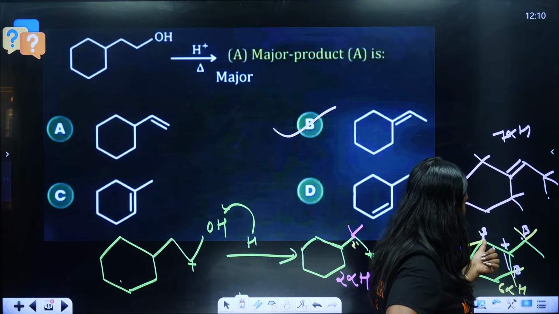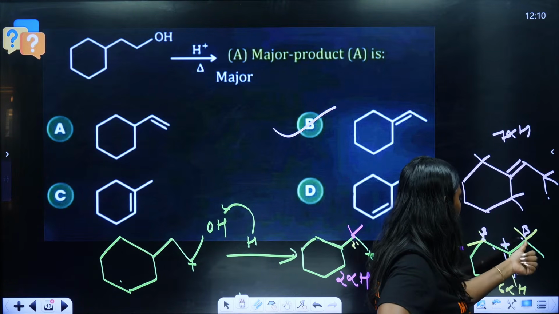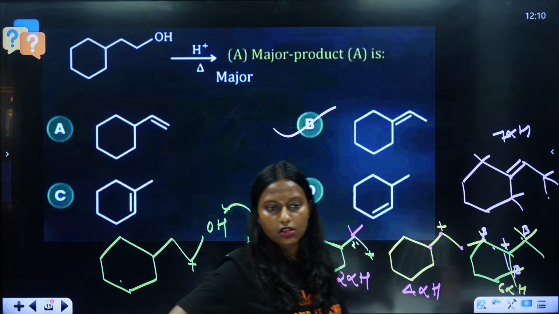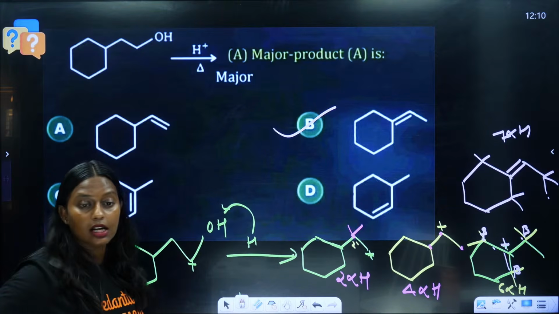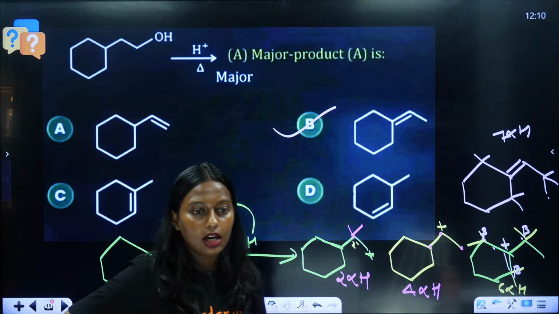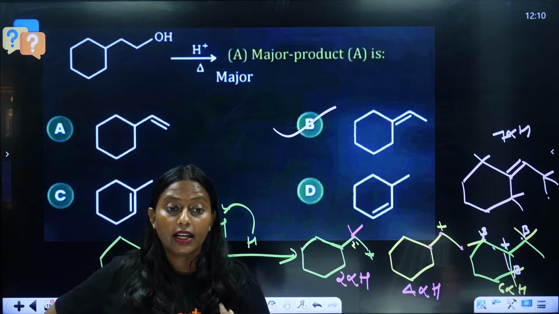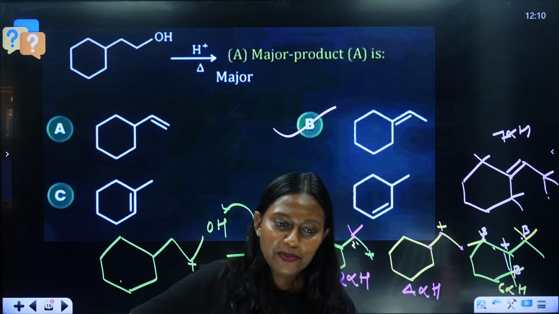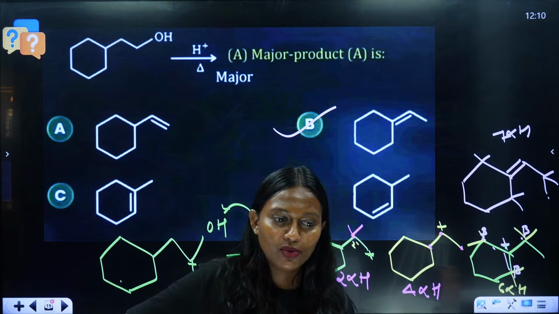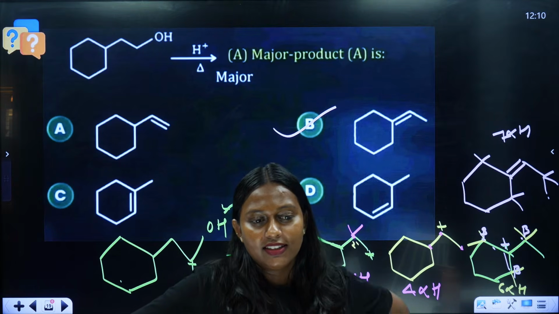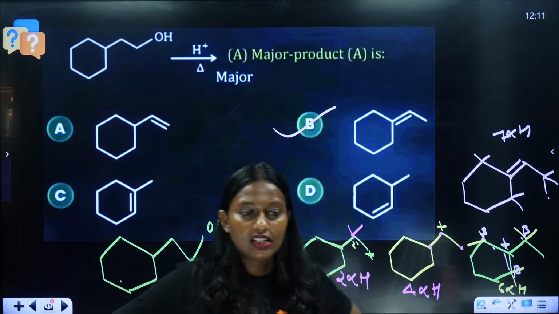1 2 3 4, yes, 5 6. Yes, this is the answer. C B is the answer. Is it clear? Ma'am, I can find alpha carbon, but how can I find alpha carbon and beta hydrogen, and how to give bond on structure? Is it clear or not?